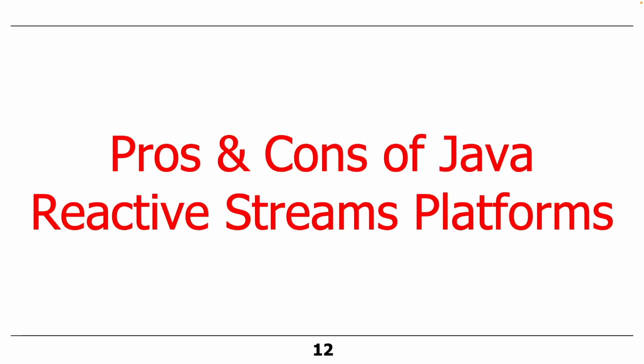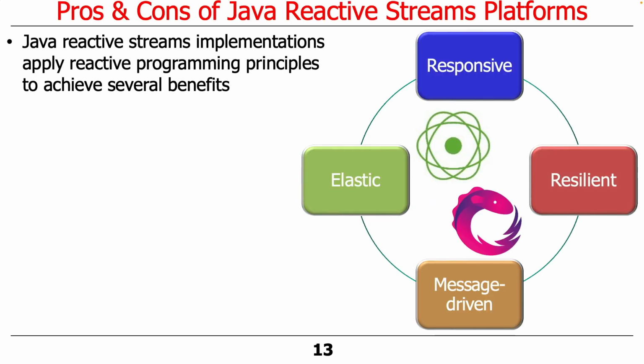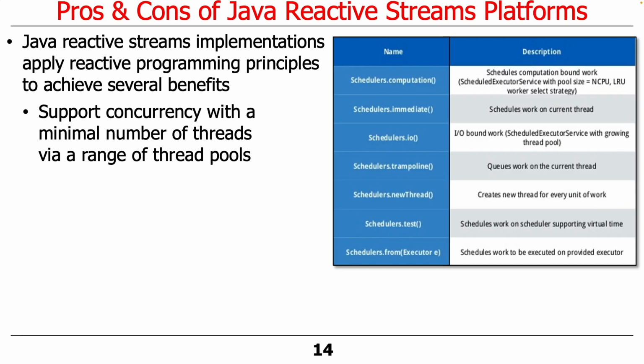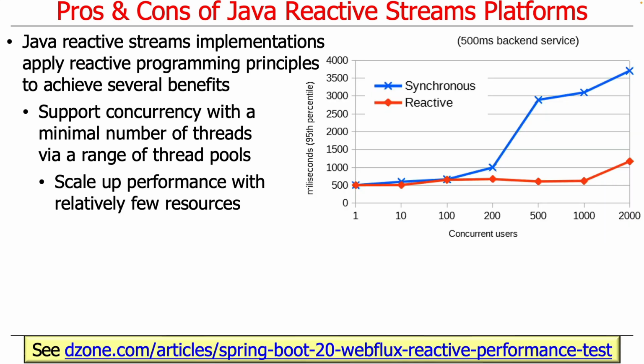Now, let's talk about the pros and cons of this stuff, because it's not all unicorns and rainbows, of course. There are some benefits, which is a good thing. Otherwise, we wouldn't spend time learning this paradigm at all. One nice thing about this is you can have concurrency, actually very scalable concurrency, with a minimal number of threads by using a range of thread pools. These are the ones you get with RxJava, but you can use the same type of thing with Project Reactor. Why would we do this? It leads to better performance with fewer resources.